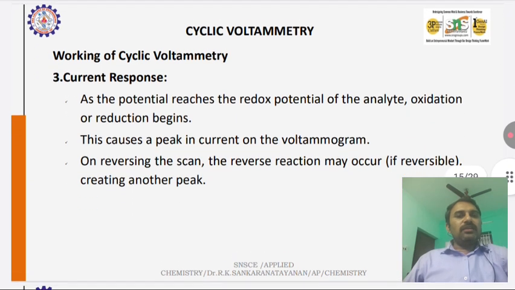Another one is the current response, how the material responds. A peak will appear when the current passes. As I said, the forward and reverse ramp will happen, and when that reaction occurs, a peak appears, which we call a voltammogram. On reversing the scan, the reverse reaction occurs, so there is an upward and downward curve.